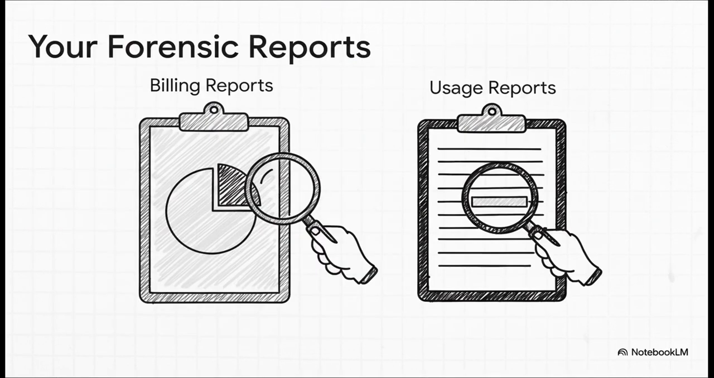And these are your forensic files. AWS billing reports give you that 30,000-foot view, the high-level summary of charges across your entire account. But when you really need to get in the weeds and get granular, AWS usage reports are your best friend. They break down S3 activity in incredible detail, so you can pinpoint exactly which operations are driving up your bill.